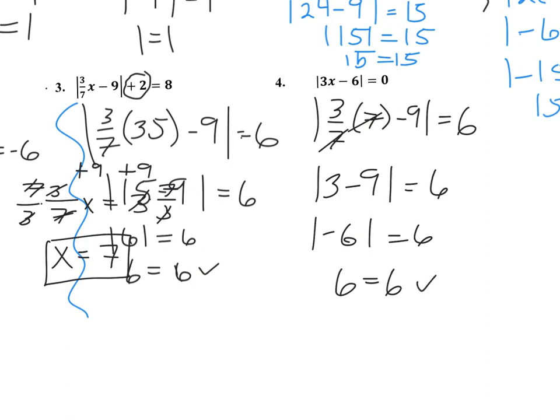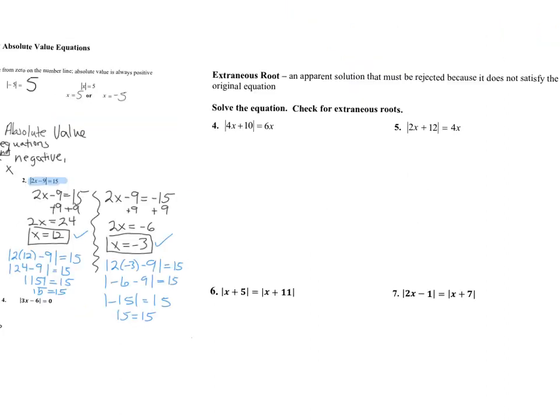So now what we're going to do is shift gears and take a look at some possibilities where we'll solve for answers, but get this thing called an extraneous solution. Alrighty guys, so here we go. The next part is this thing called an extraneous root. An extraneous root is an apparent solution that must be rejected because it does not satisfy the original equation. So let's go ahead and dive into what that means.